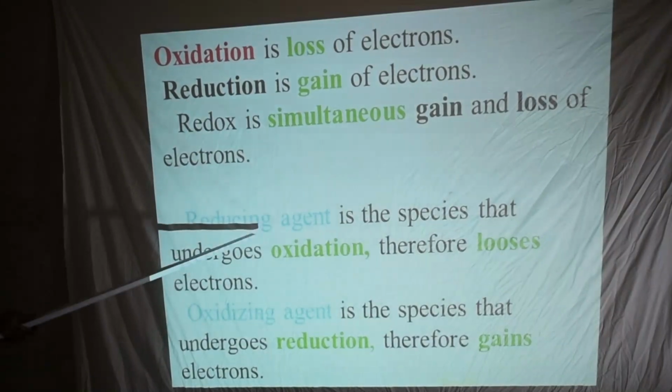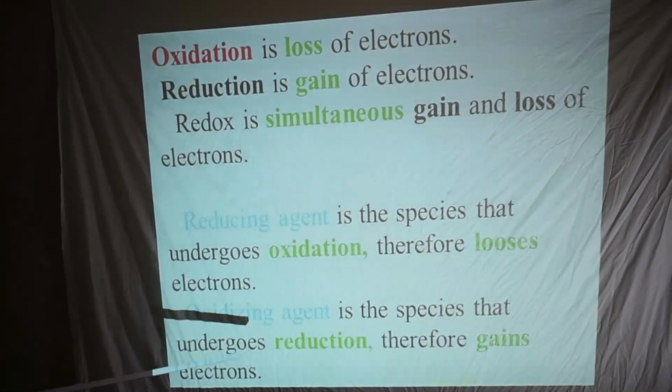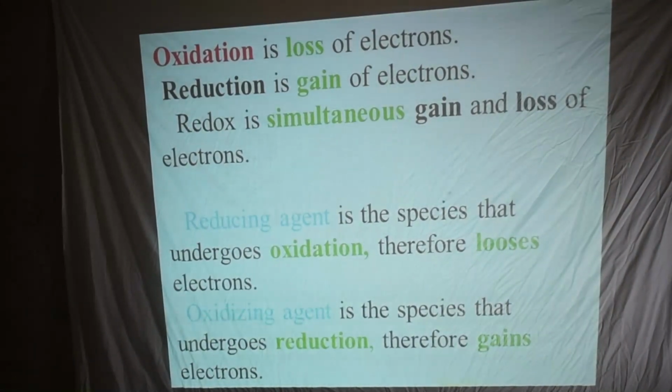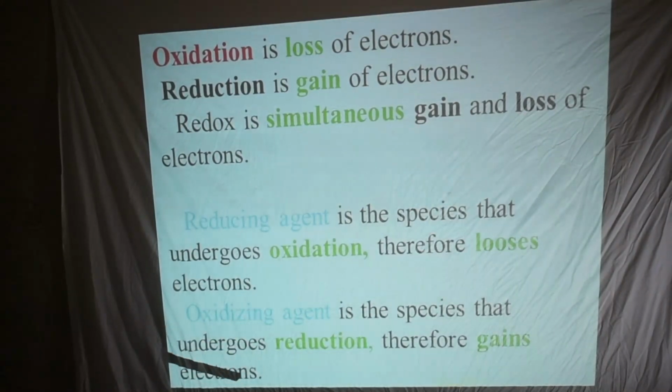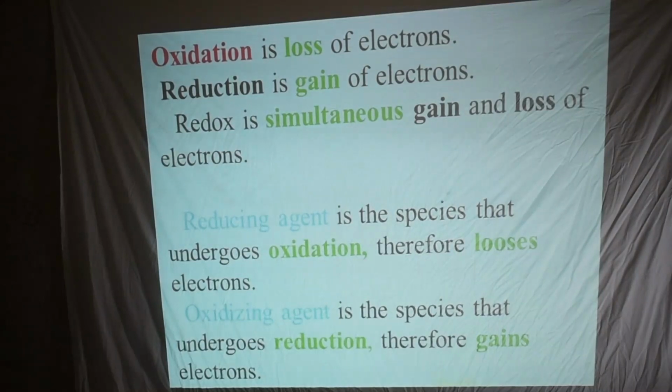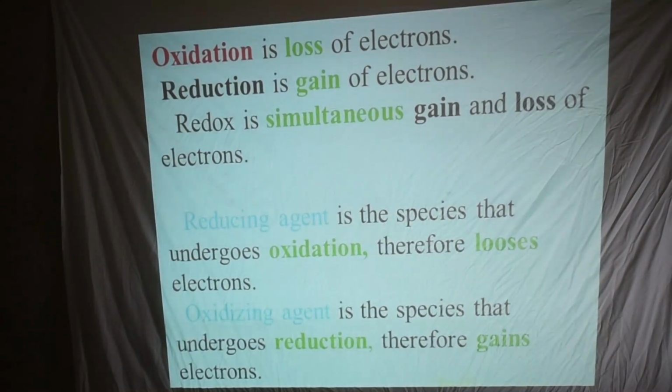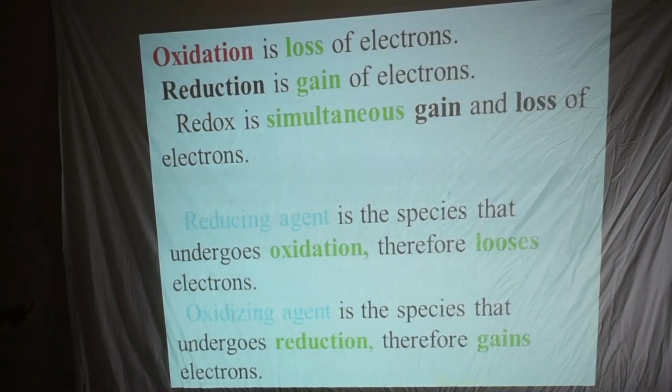I hope you are now getting what we have said. And therefore, on the other hand, an oxidizing agent is the species that undergoes reduction, and therefore it gains electrons. Now, I hope you now have these four terms. Oxidation is the loss of electrons. Reduction is the gain of electrons. Redox is the simultaneous gain and loss of electrons.